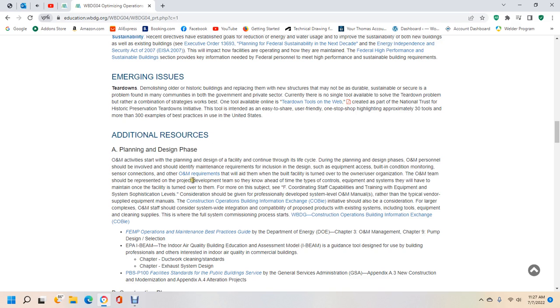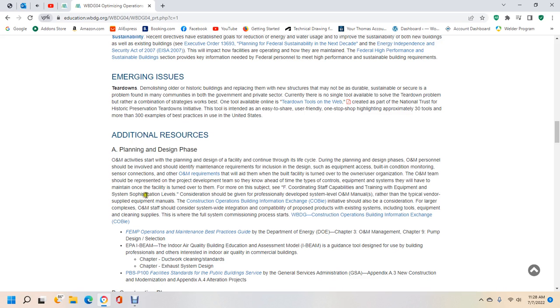The operation and maintenance team should be represented on the project development team well ahead of the time of the controls. Equipment systems will have to be maintained once the facilities are turned over, coordinating staff capabilities and training with the equipment and system specification level. Consideration should be given to a professionally developed system-level operation and maintenance manual rather than the typical vendor-supplied equipment manual, and the Construction Operations Building information exchange initiatives should also be considered.